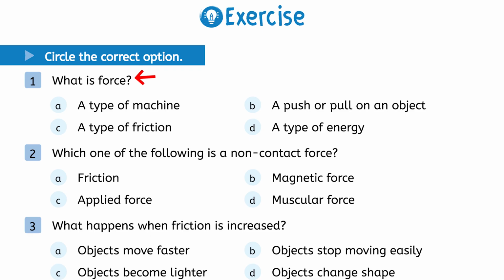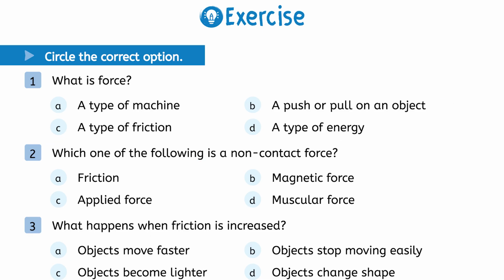What is force? Option A, a type of machine. Option B, a push or pull on an object. Option C, a type of friction. Option D, a type of energy. And the right option is B, a push or pull on an object.